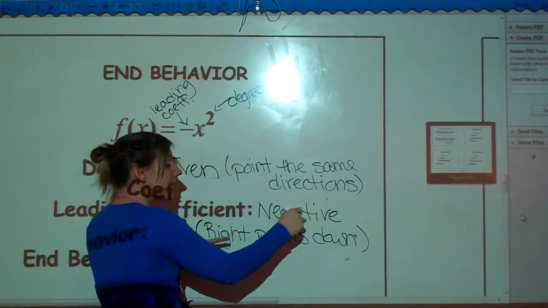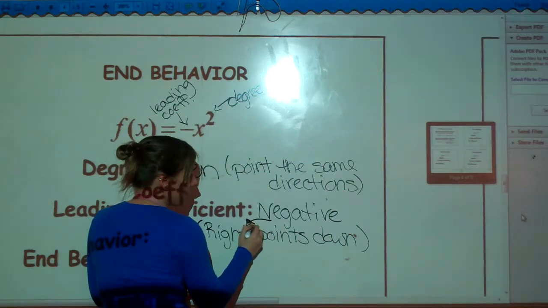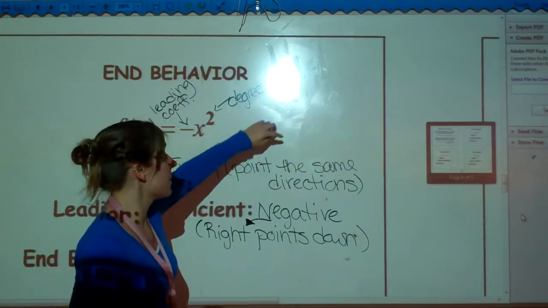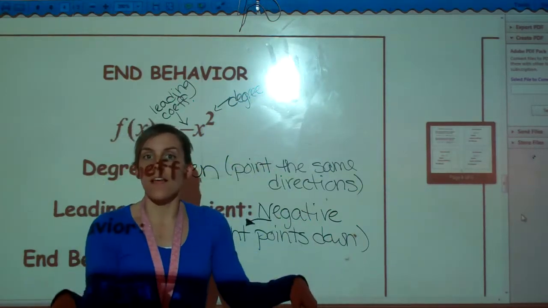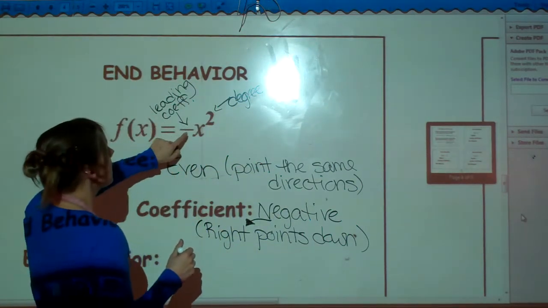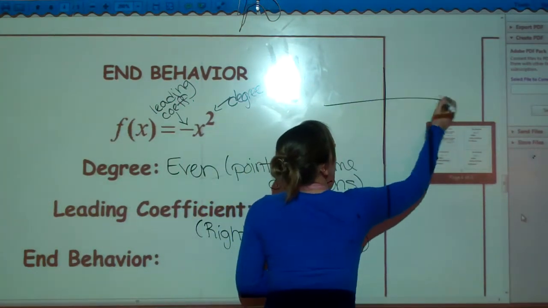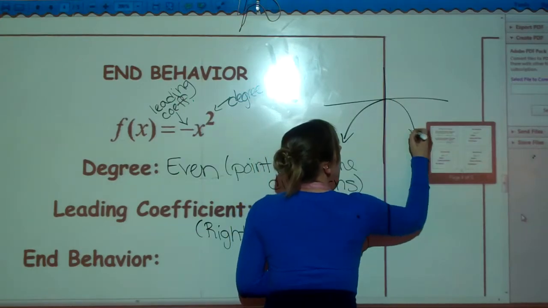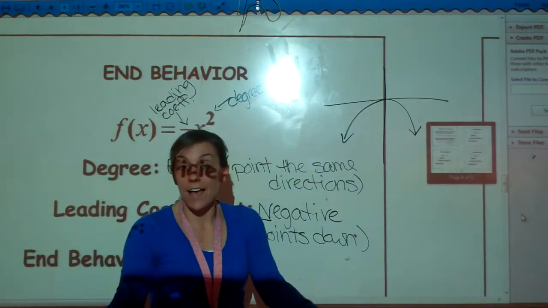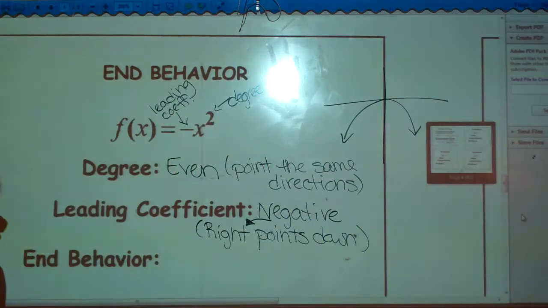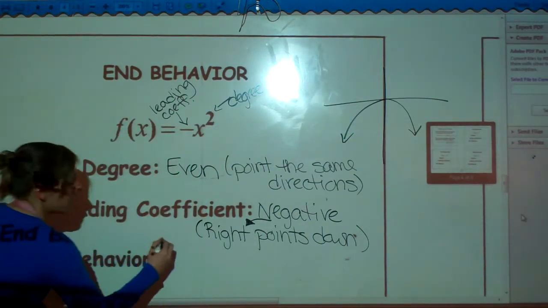Okay, so when you see negative, negative is always referring to the right side. Since the right points down and they're going to be the same, that means the left is also going to point down, which makes sense because we know that negative x squared just looks like this. If that's the graph, we know that it's x squared just flipped down instead. So they're both going to point down in the end. Okay, so the end behavior looks like this.